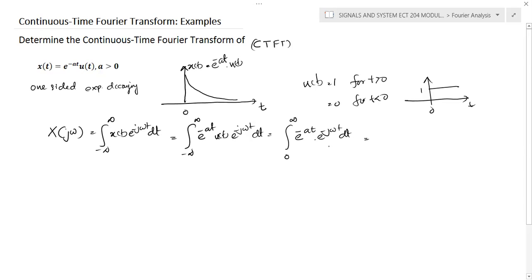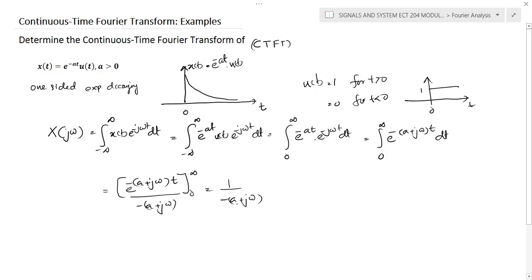Now, if you group this, it becomes 0 to infinity, e raised to minus (a plus j omega) t dt. We know that the variable is t. Now we can integrate this. So it becomes e raised to minus (a plus j omega) t divided by minus (a plus j omega), and the limit is from 0 to infinity. Now we can apply the limit.